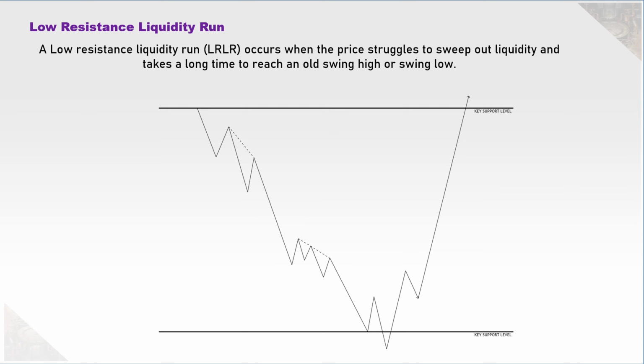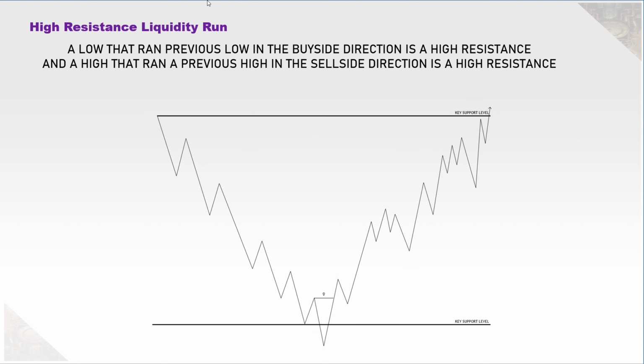Now let's understand the high resistance liquidity run. A low that ran a previous low in the buy side direction is a high resistance, and a high that ran a previous high in the sell side direction is a high resistance liquidity. So we have these failure swings, right? We've been creating failure swings.